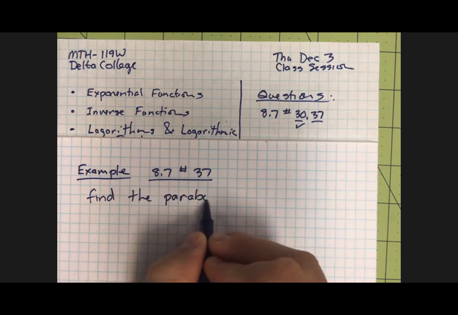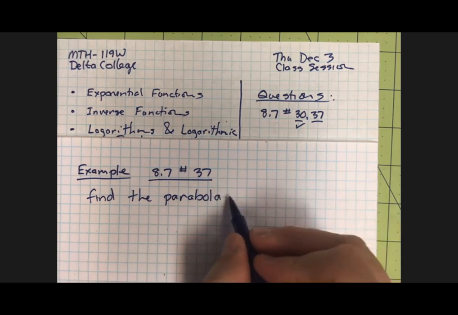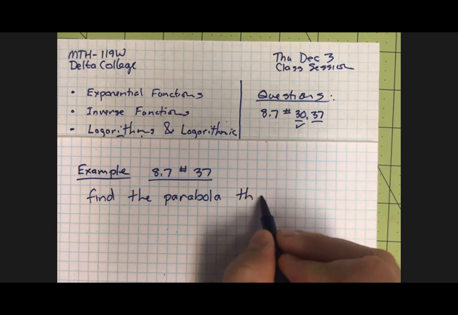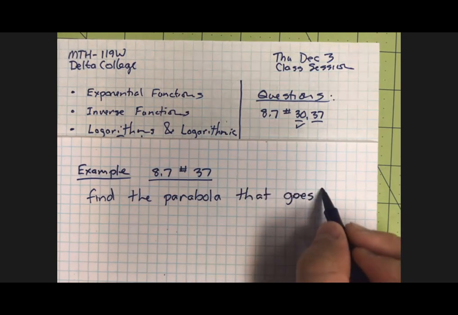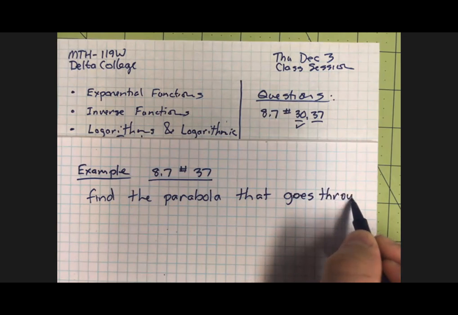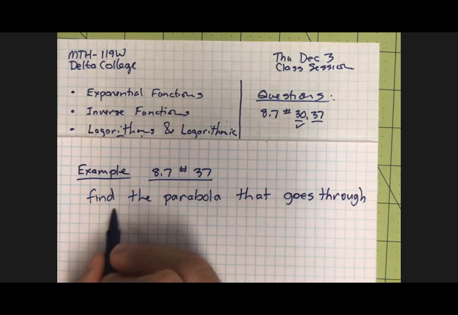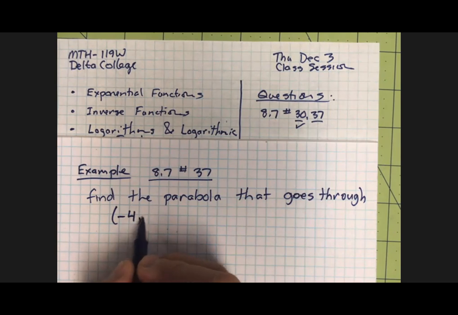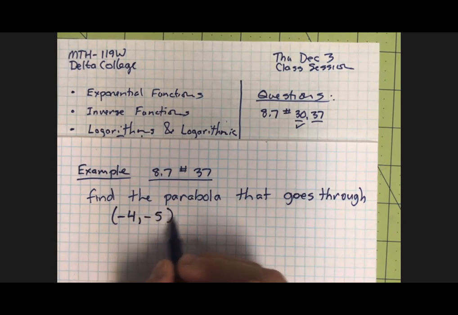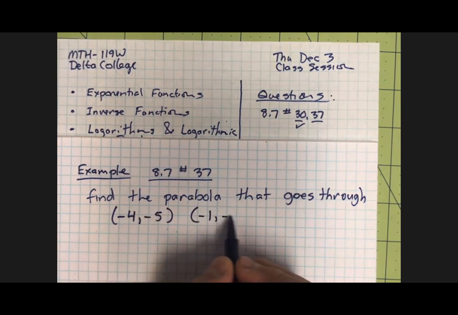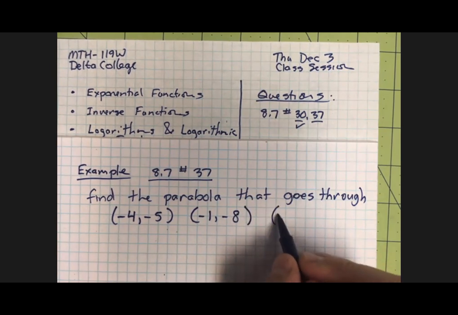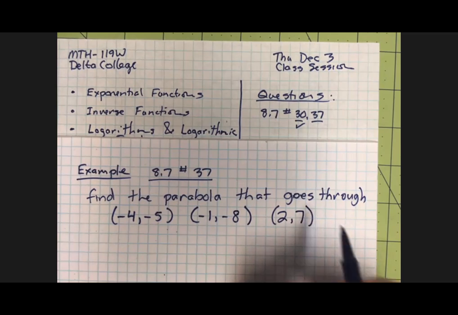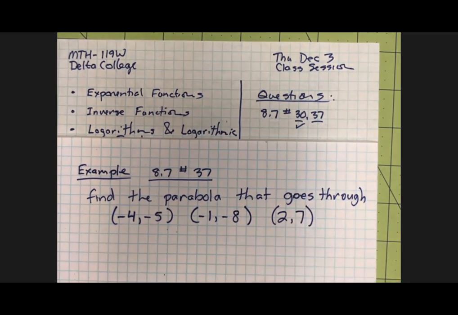Find the parabola, find the quadratic function, that's the parabola in English, that goes through these 3 points, minus 4, minus 5, minus 1, minus 8, and 2, 7. How are we going to do that?